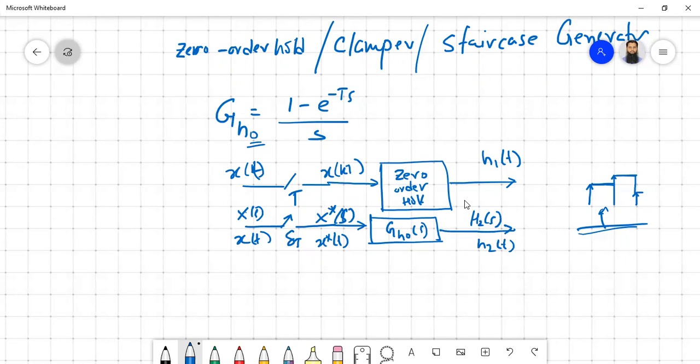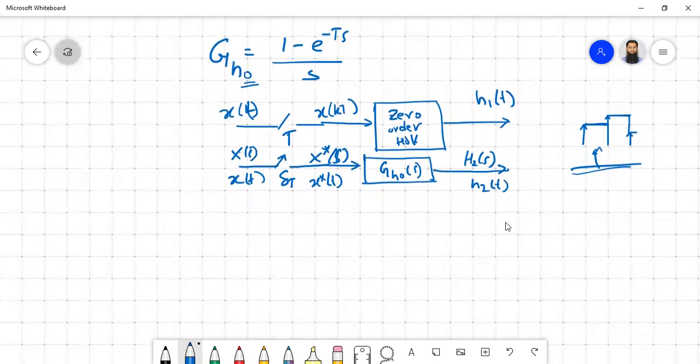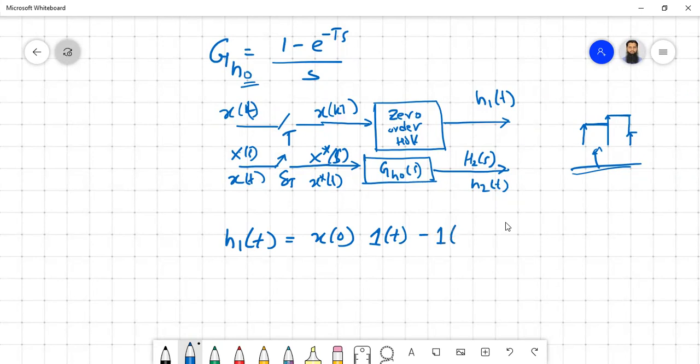Okay, now by looking at the property of the zero order hold, we can assume that we can simply replace our real sampler with the impulse sampler, and eventually they'll give the same result. So from this idea, we can find out what will be the equation of H1, the real one. The h1(t) will be x0, the zeroth instant value, and that will continue from 1(t), a step signal, to 1(t minus T).